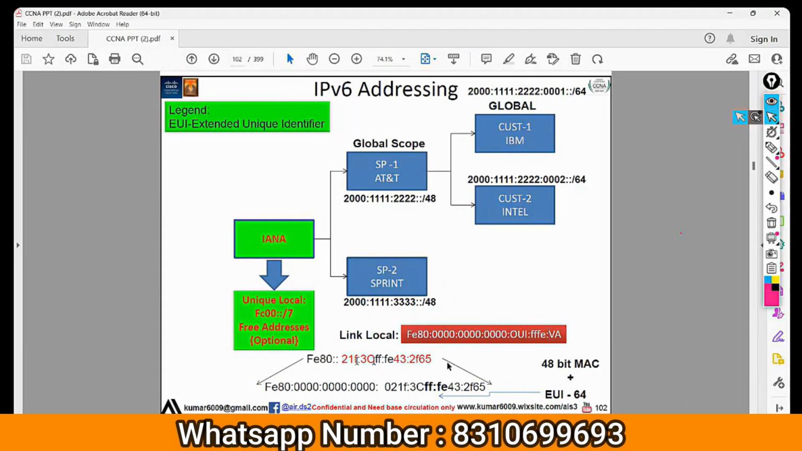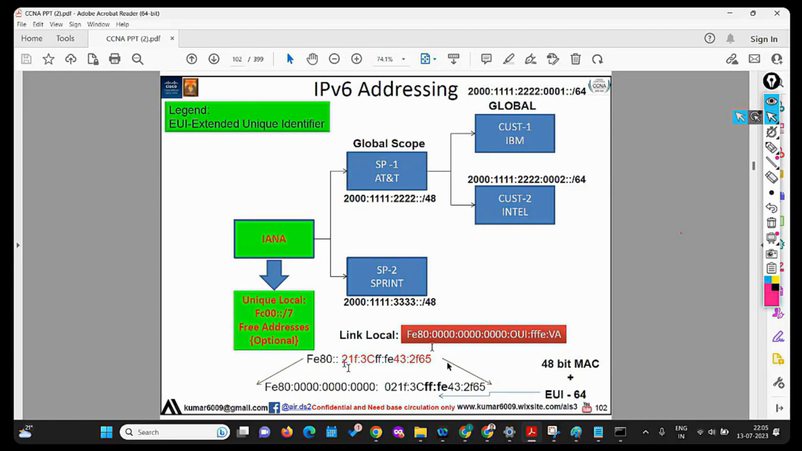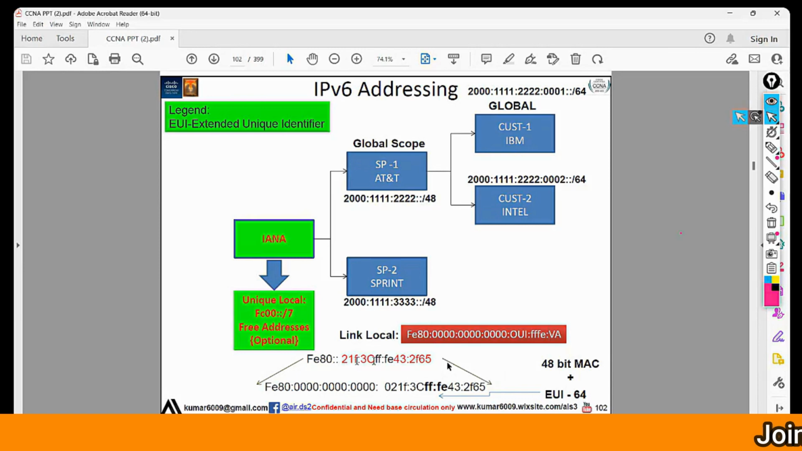If we expand that, below you will get an address starting with FE80 double colon. Can you read the IPv6 address now? FE80 double colon, 21F colon, 3CFF colon, FE40 colon, 2F65. This is the IPv6 address, and it's alphanumeric. But to see how it is 128 bits, below they have added a 0 before 21, as per rule 2.